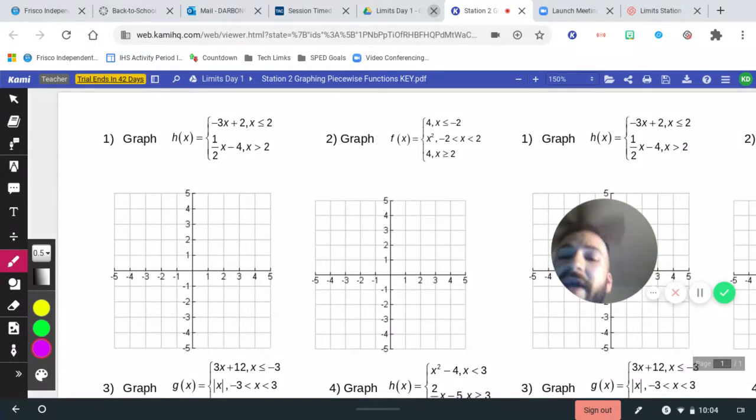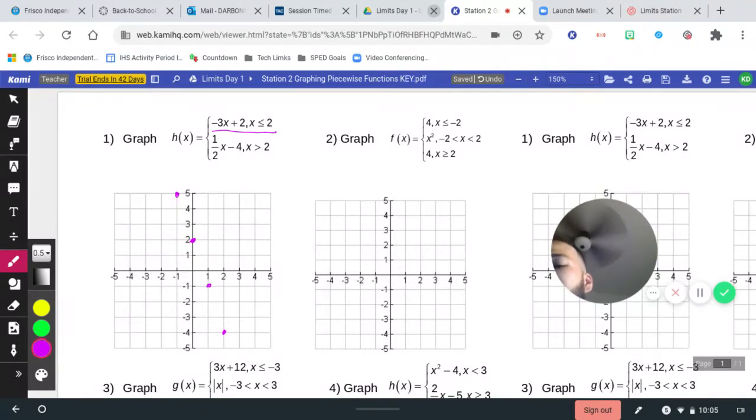Okay, so number 1, we have negative 3x plus 2 for x is less than or equal to 2, and 1/2 of x minus 4 for x is greater than 2. So negative 3x plus 2, these are both lines, which makes them really easy. I'm going to start with that one. We have a y-intercept at 2, and we have a slope of negative 3, so down 3 and to the right. Sorry, if I'm going backwards, I need to go to the left and up. And like so.